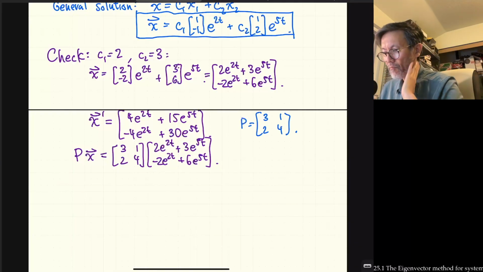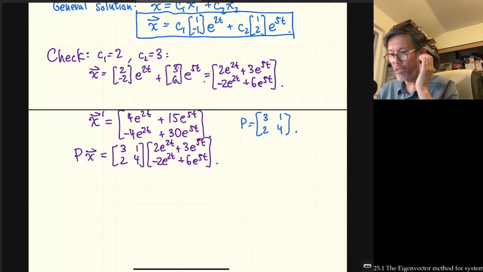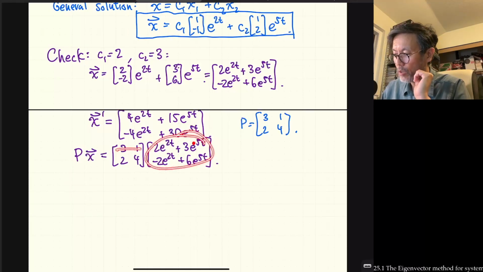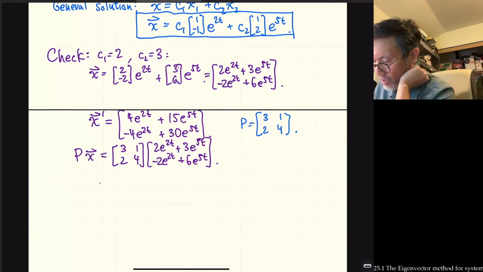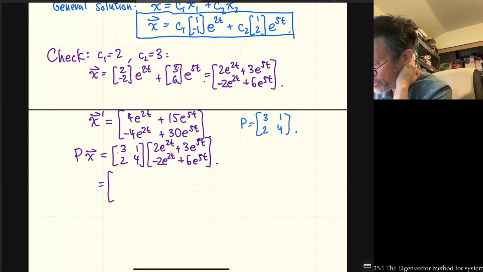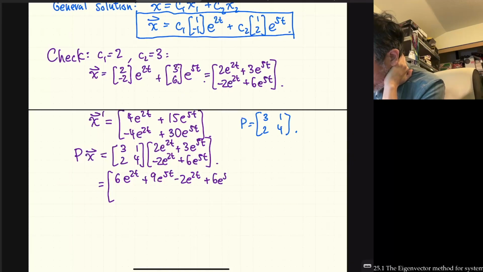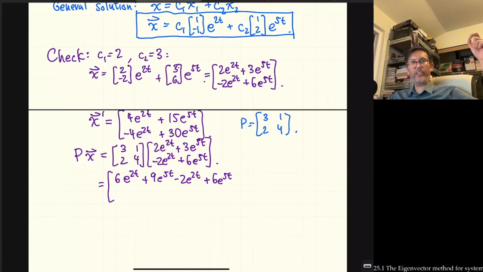Okay, so what do I need to do? Don't forget, I need to multiply row by column. There's only one column here. So I'm going to do this row times this column to get my first entry. This is going to be messy, but we're going to deal with it. So I get 6e to the 2t plus 9e to the 5t. That's the 3 times the first entry, and then 1 times the second entry, which is negative 2e to the 2t plus 6e to the 5t. Okay, cool. So that's the first entry of Px.